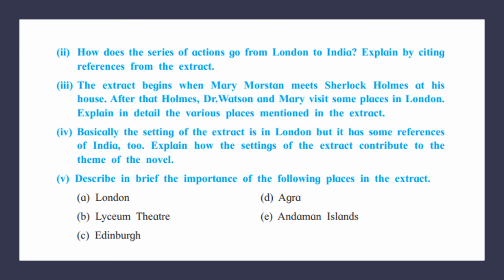Explain in detail the various places mentioned in the extract. So, in the extract, in the lesson, there are places mentioned in detail from the Lyceum Theatre to Thaddeus Sholto's home. So you are requested to read the chapters in detail because the chapters are not mentioned in detail in the lesson and in the slide. So Lyceum Theatre, Mary is asked to come to Lyceum Theatre along with her friends.